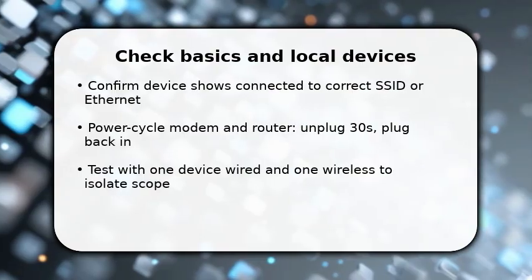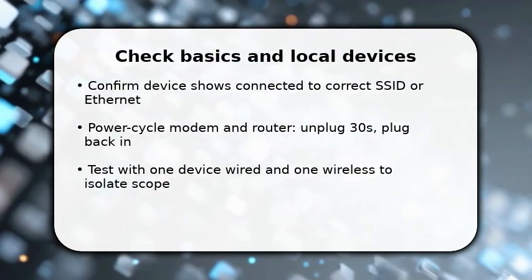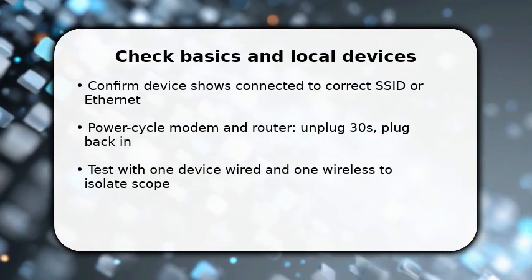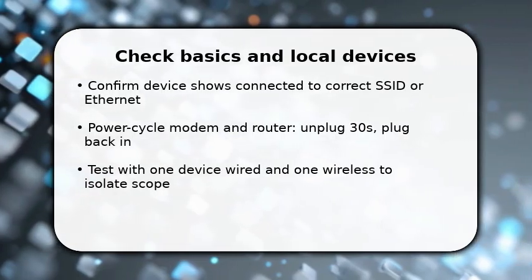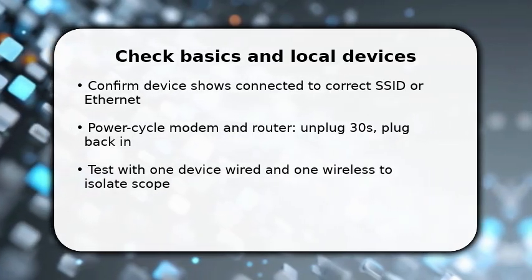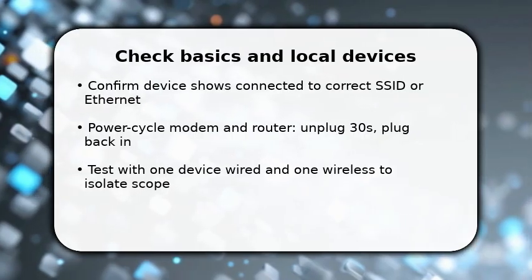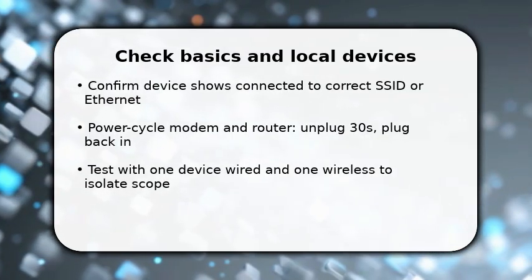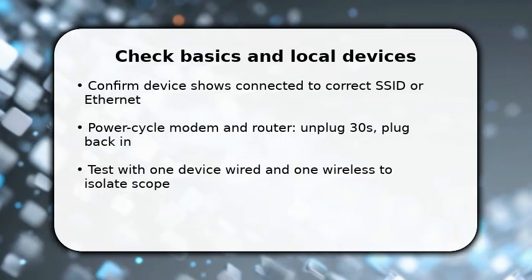You start by verifying the immediate environment. Confirm your device is on the correct SSID or cabled to the right port, and check for ISP outage alerts. Next, power cycle the modem and router by unplugging power for 30 seconds and plugging back in. This often clears transient faults.